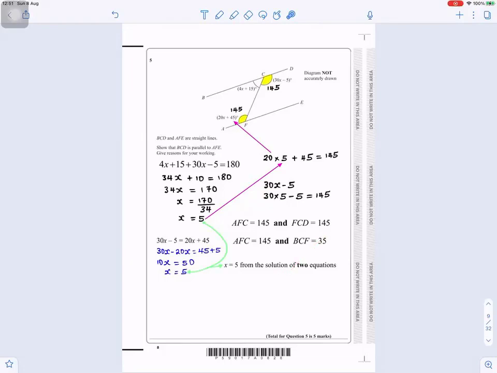You could solve 30x minus 5 equals 20x plus 45, for their alternate angles. So take 20x to the left, it becomes 30x minus 20x. Take minus 5 to the right, it becomes 45 plus 5. 30x minus 20x is 10x. 45 plus 5 is 50. So it's times 10. You divide by 10, it becomes x is 5. So you got x is 5 there, x is 5 there.